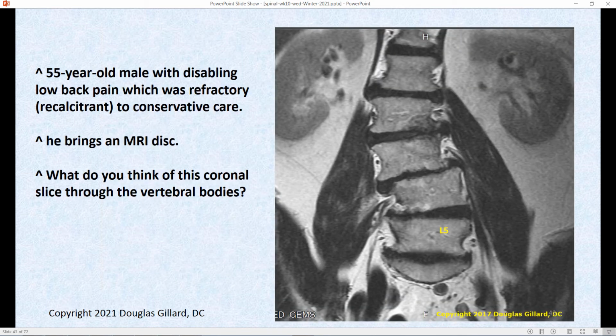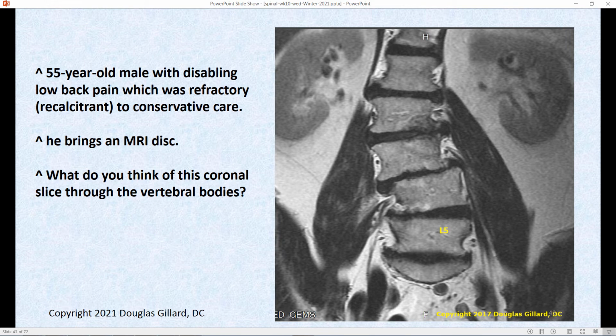That's kind of beyond us right now, but here's a real case of mine. 55-year-old, disabling low back pain, refractory. What's that mean? Refractory or recalcitrant. Those are two words you should know. Refractory, recalcitrant. That means they were resistant to conservative care. They failed conservative care.